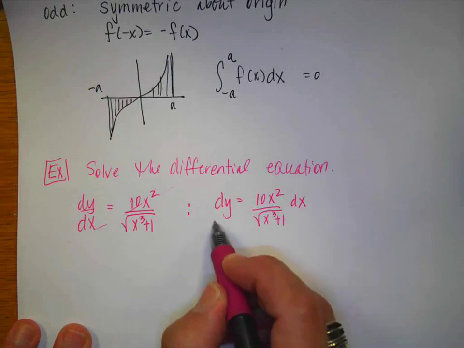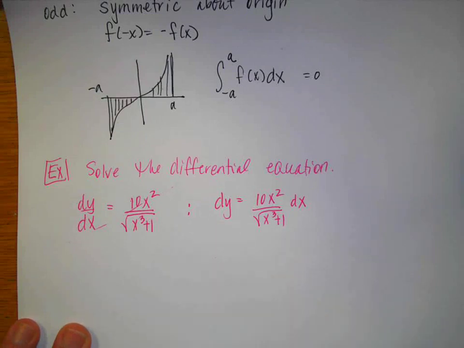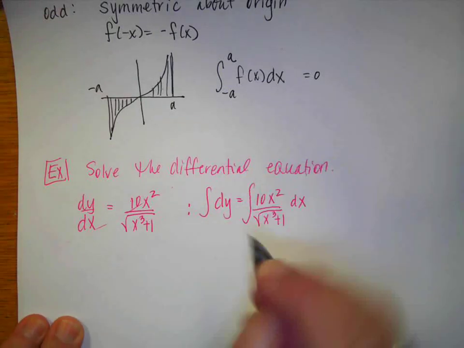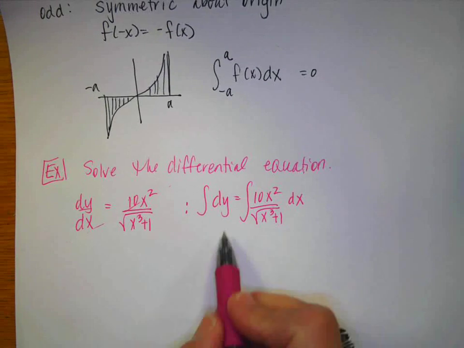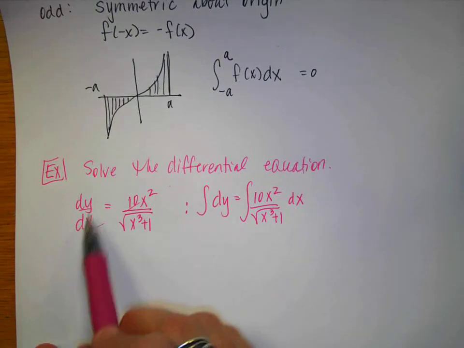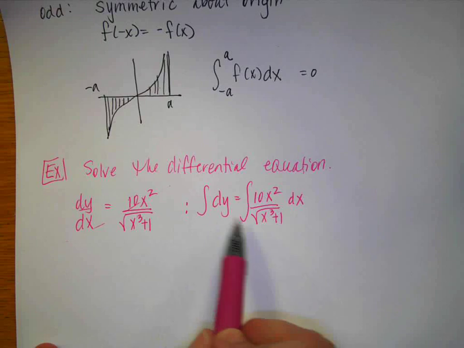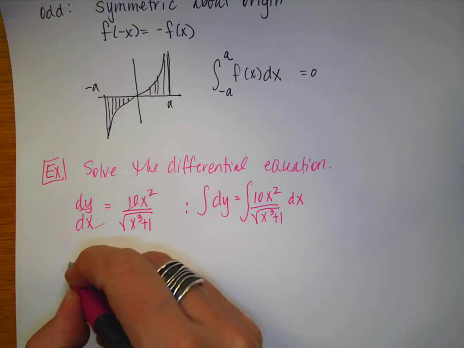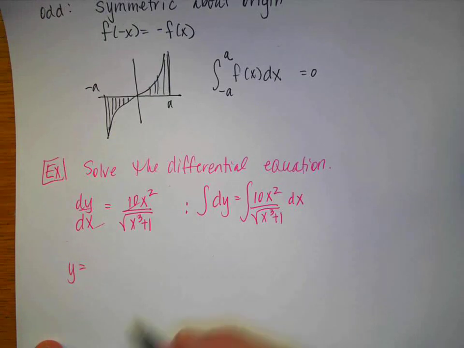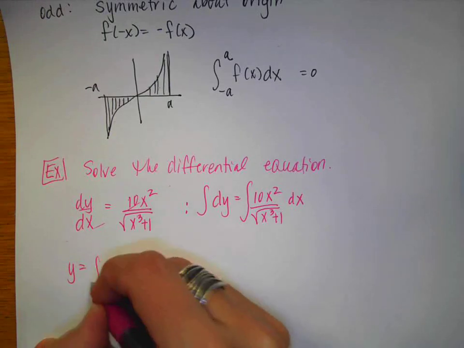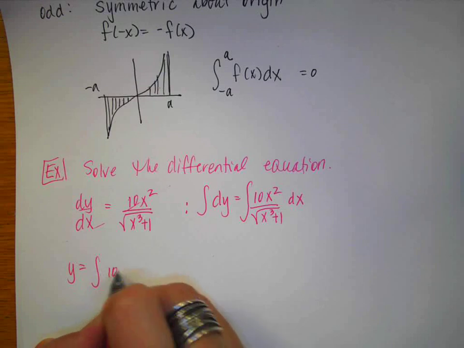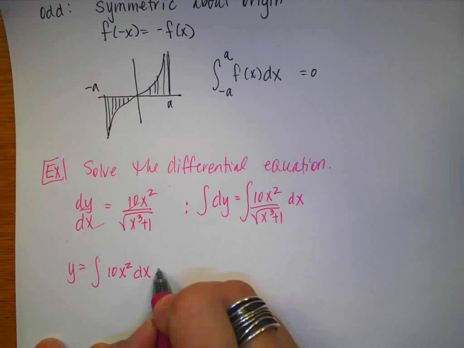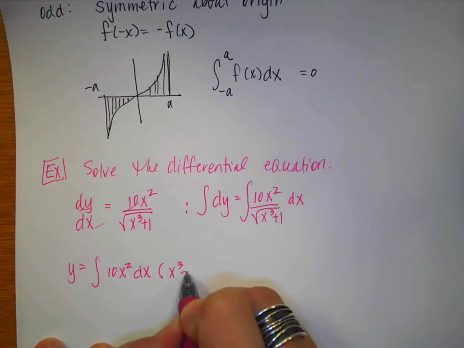Well, if I'm solving the differential equation, that means I want to solve for y, okay? So to be able to solve for y, I'm going to integrate this side, and I'm going to integrate this side. And remember that when you're showing your work, they want to see that you've cross-multiplied, and they want to see that you set up the integral. Well, the integral of dy is y, so I'm going to get y equals, and then I'm going to have the integral of 10x squared dx.